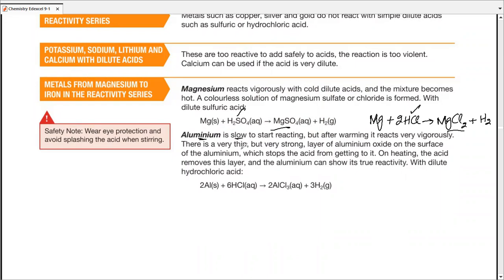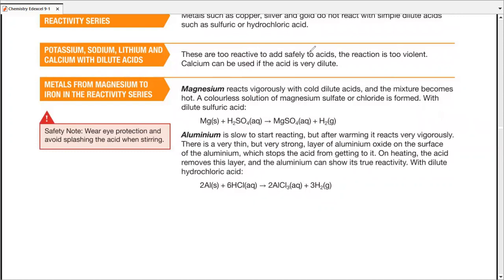Aluminum is after magnesium. Of course, it would be a slower reaction than magnesium, but after warming, it can react very vigorously. A thin but strong layer of aluminum oxide on the surface of aluminum stops the acid from reacting further. On heating, we can remove this layer, and aluminum can show its true reactivity. With hydrochloric acid, it produces a chloride salt.